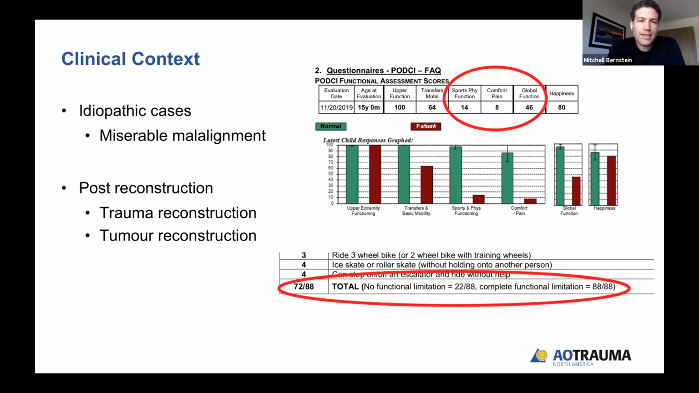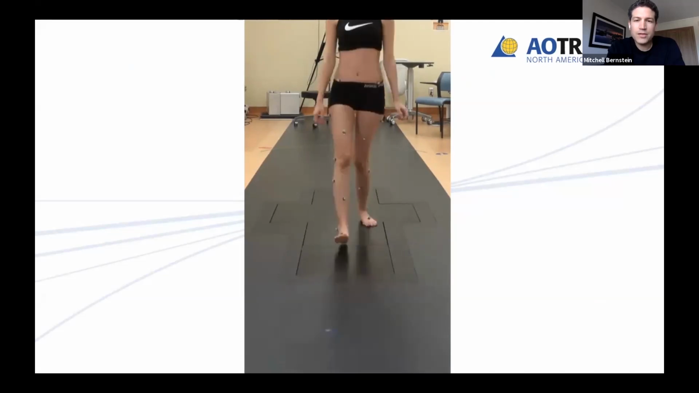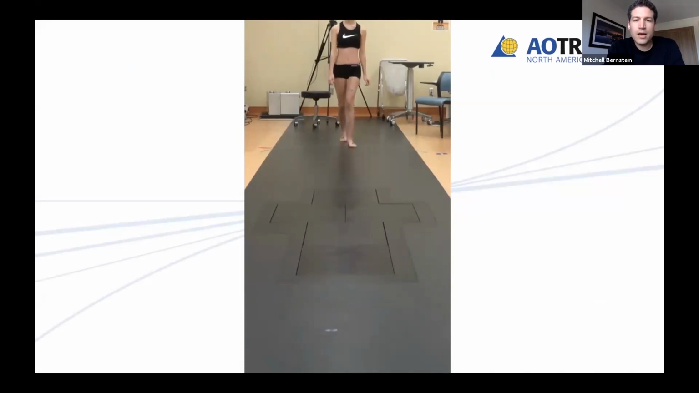So that's an idiopathic case, you know, femoral and tibial rotational deformities. And post reconstruction of trauma or tumor, it could be important, as there could be large segmental defects or comminution. So this is another example in our gait lab at the Shriners Hospital. This is a patient who has no sagittal, no coronal deformity, all rotation.